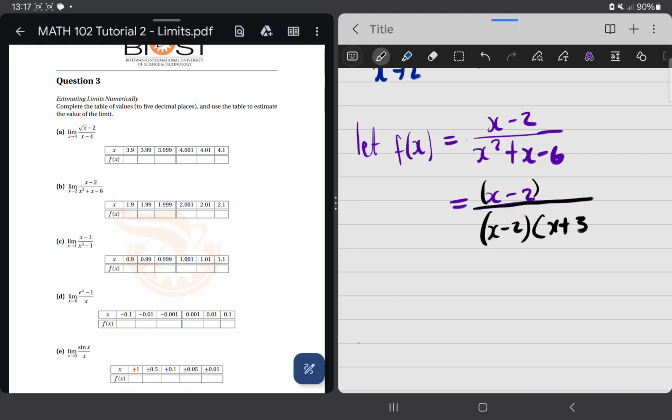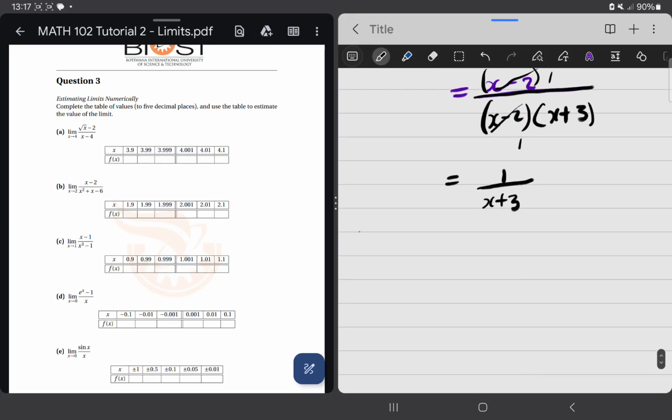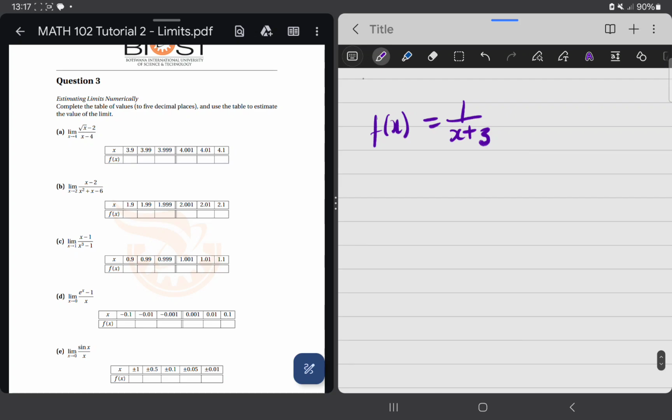Now, can we cancel out anything? Yes, x minus 2 into x minus 2 is 1. Into this one is 1. So it will be 1 over 1 times x plus 3 just becomes x plus 3. And this is my f of x. So remember we are not making a table. We are just saying f of x is going to be 1 over x plus 3. Then I start feeding, okay? I have the 6 values to feed, 1.9, whatever. So I'll start with f of 1.9.